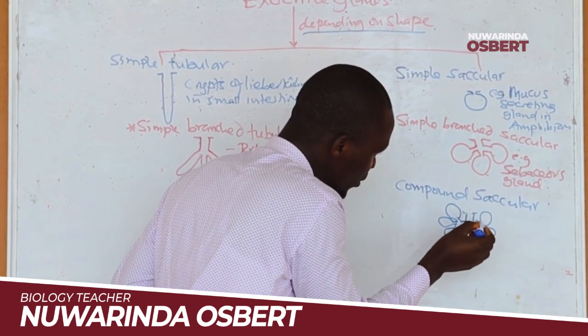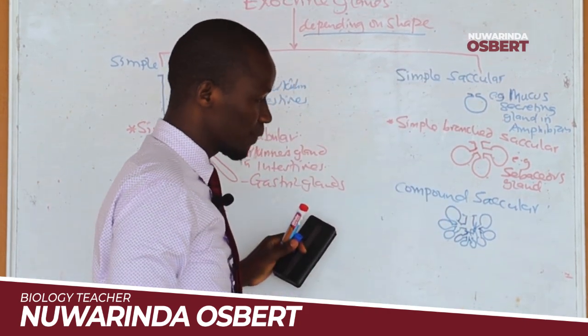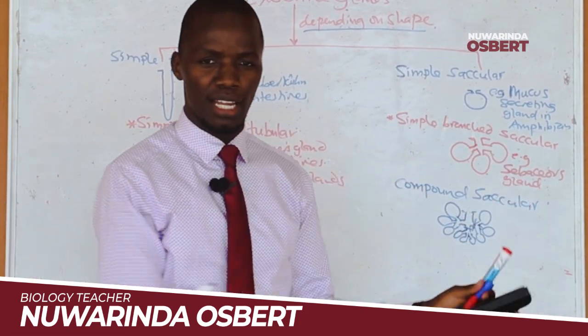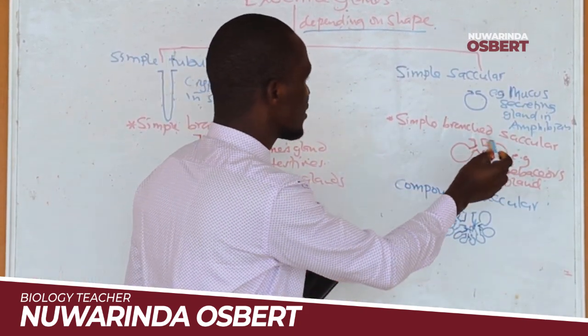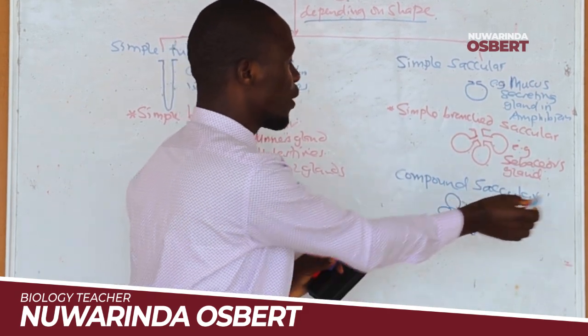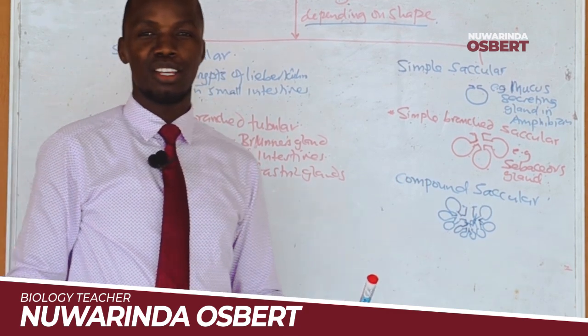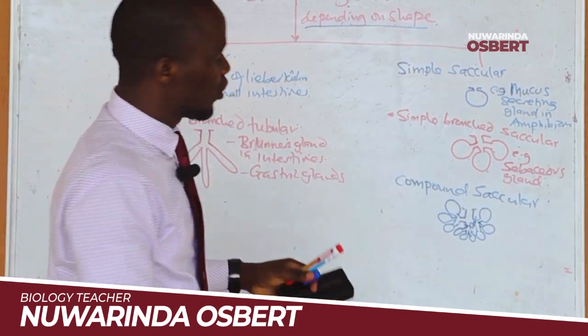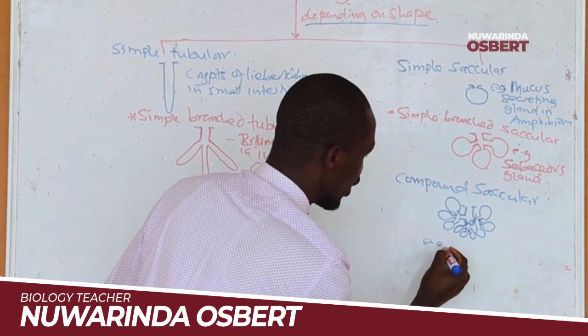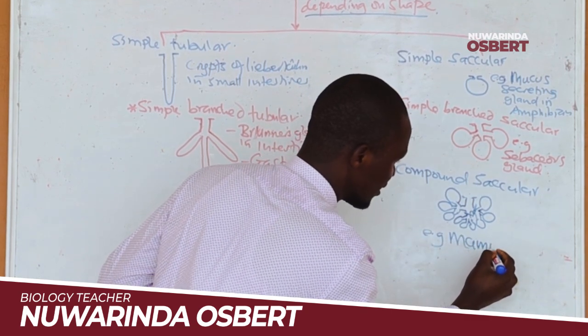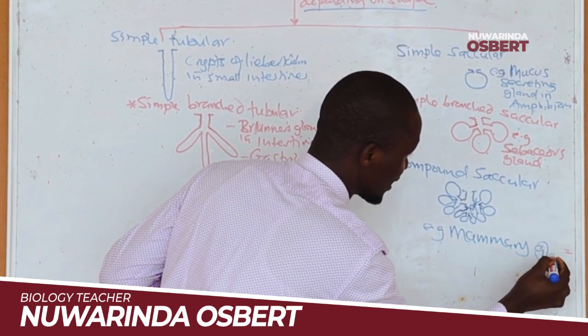If I come and I pick out this one here, I will have just a simple saccharoid. So here it has been a combination of very many simple branched saccharoid combined together, they form a compound saccharoid. And in this kind of gland, the best example I can give you is this is how the mammary glands look like.